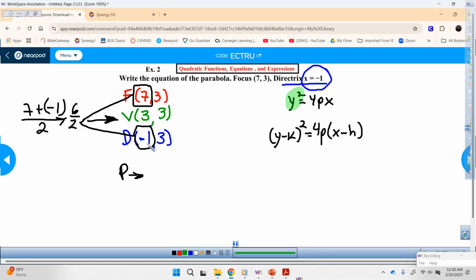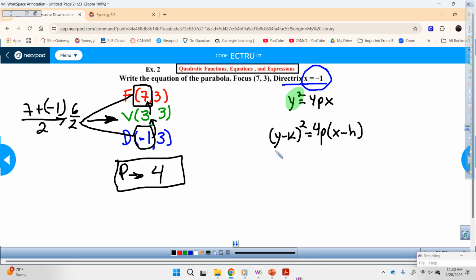Now, why do we need that? Because now we can think of the steps it takes us to go from 3 to 7 or from -1 to 3. Tell your neighbor what that distance is in order for us to get our p. Tell your neighbor the distance from 3 to 7 or from -1 to 3. Joseph: 4. That is correct.